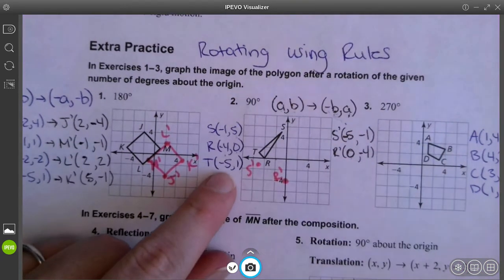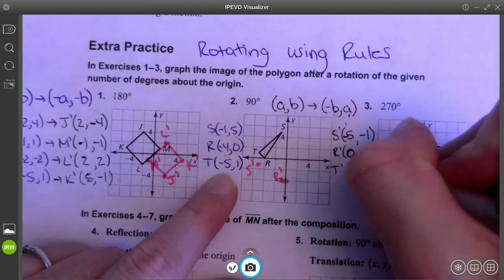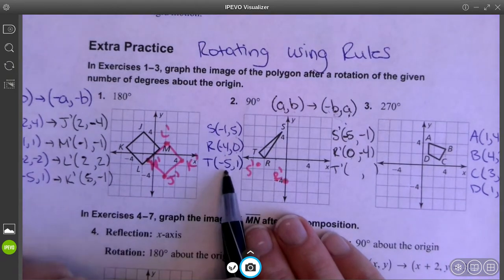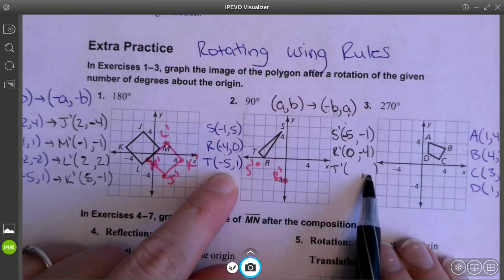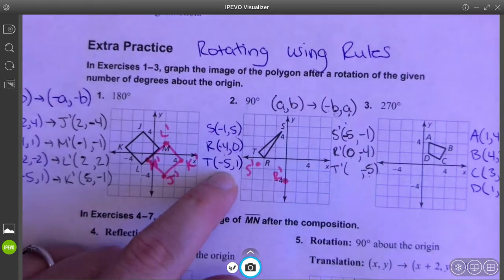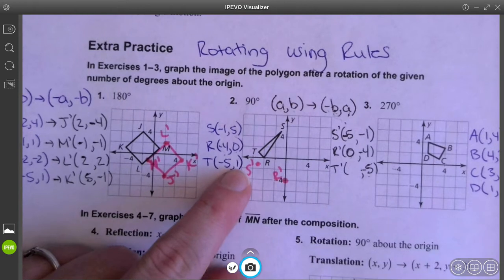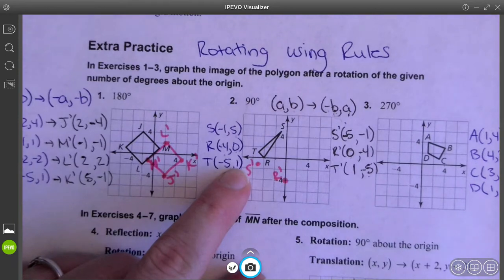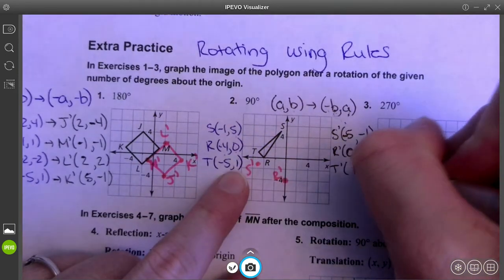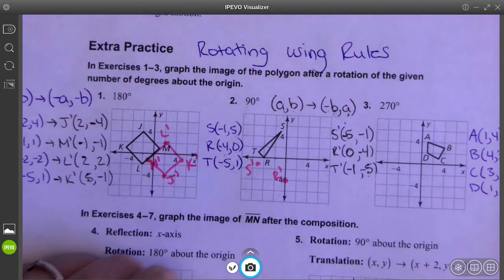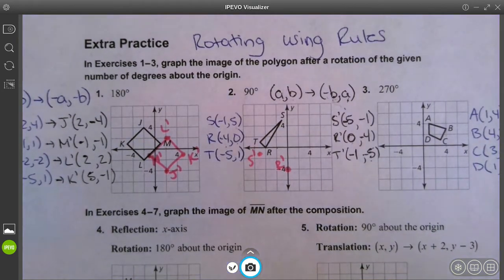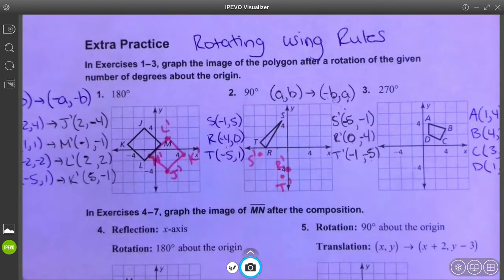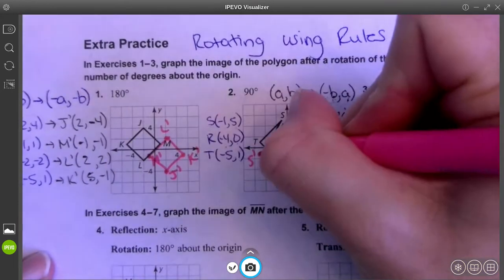And finally, we're going to apply the rule to T to get T prime. The x coordinate of my pre-image will become the y coordinate of my image. So -5 will be the y coordinate of T prime. And my y coordinate 1 will become the x coordinate of my image, but I need to take the opposite. The opposite of +1 is -1. So T prime is located at -1, -5. I've got my points and my labels. I'm going to connect.